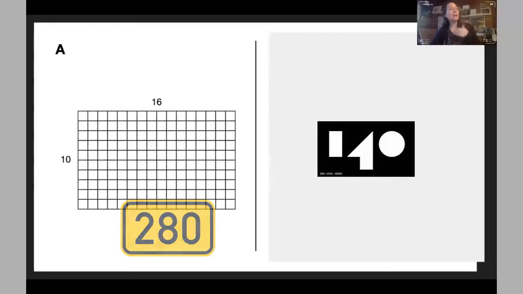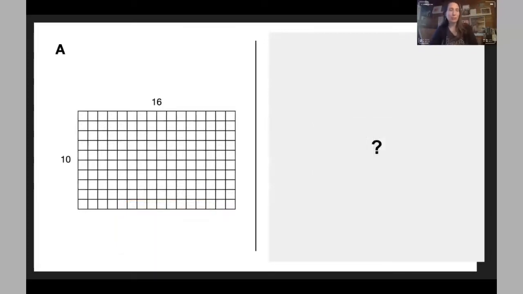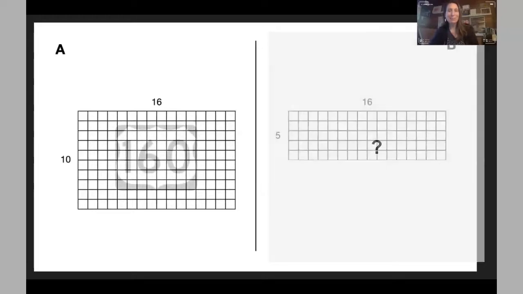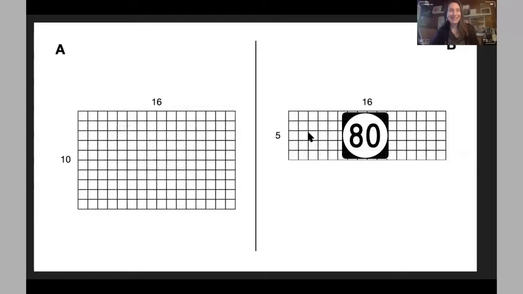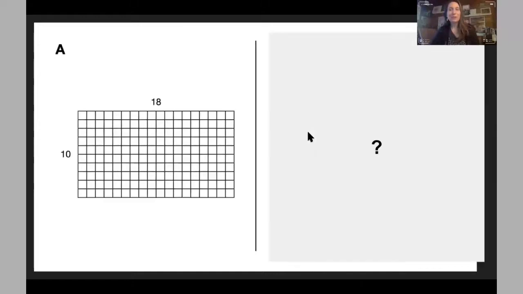Nice job, guys. Okay, so 16 times 10, how much? How do you know? Good, 160. Half of that, because we're just taking half the array, right? 5 is half of 10. 16 times 10 is 160, so 16 times 5 is 80. Nice job. Let's look at a few that look different.